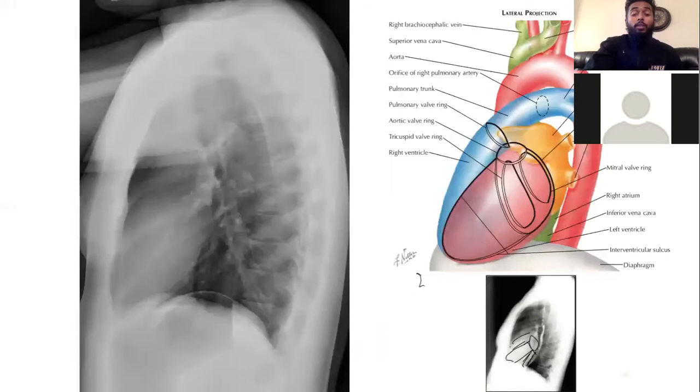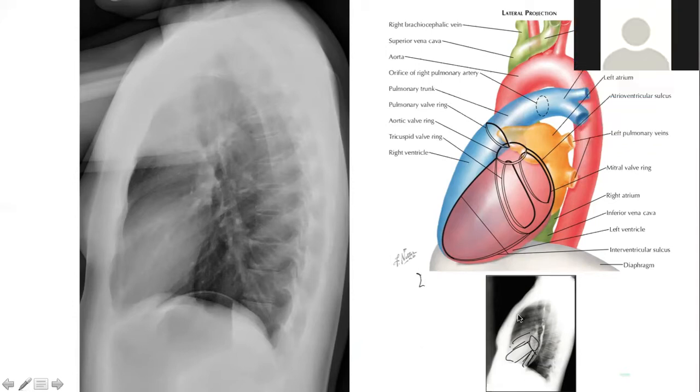Next one, if you look here, it's the same thing. This representation really helps. On a lateral view, the heart kind of looks like a triangle here. If you guys see my cursor, it kind of looks like a triangle. Now, if you look here, I demarcated the areas, and this helps too. So on the lateral view, the anterior border of the heart is going to be made of what mostly?